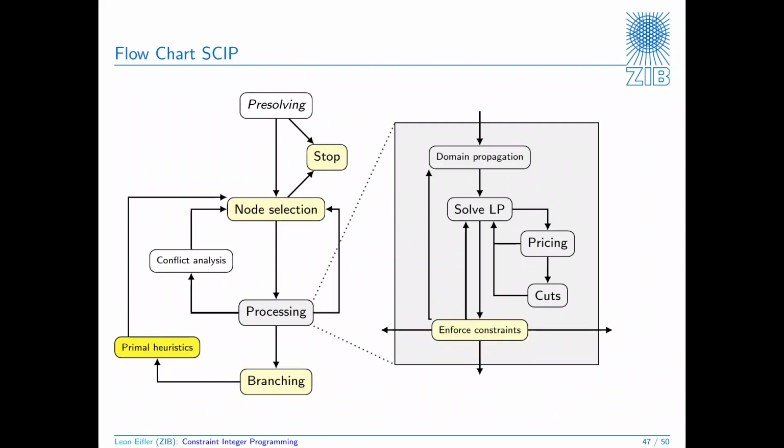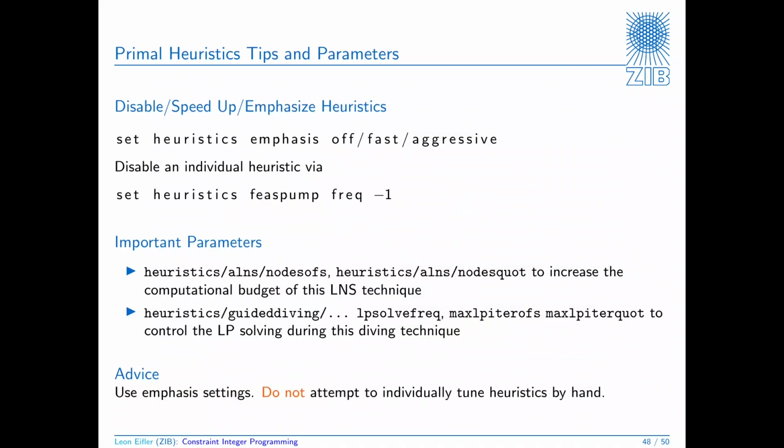And the last piece of the puzzle that we haven't looked at yet are heuristics. Of course, it can be very useful to find good solutions quickly in order to be able to prune nodes, but also just to have a good solution in hand if you don't finish yourself maybe. So let me again point out some of the important settings, similar to what you have seen before. You can change the emphasis setting for heuristics. You can enable or disable individual heuristics via the frequency, so frequency -1 is disabled. You can of course play around with the budget and the working limits of the individual heuristics.